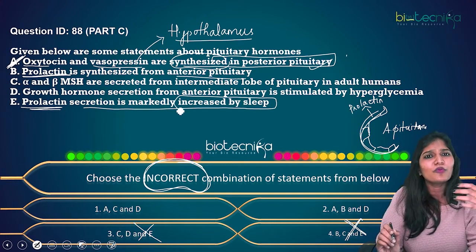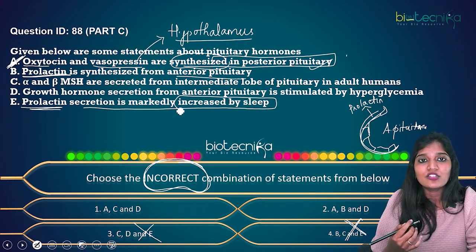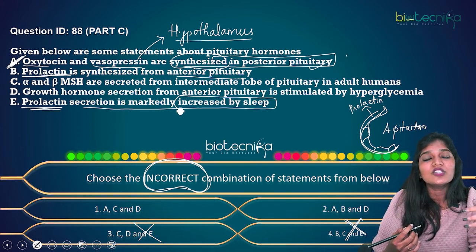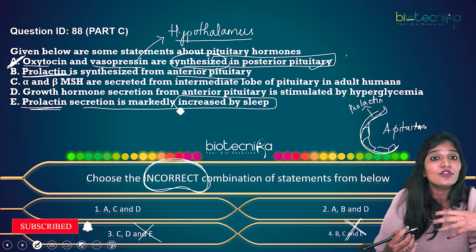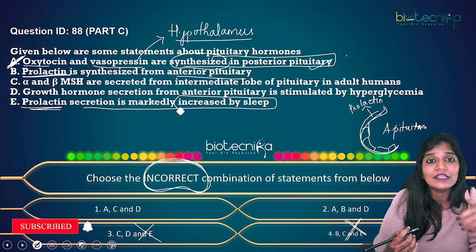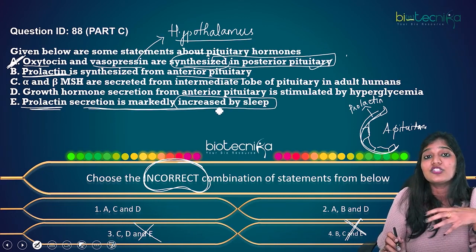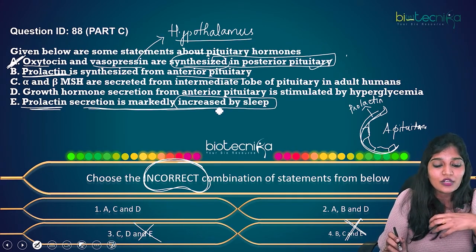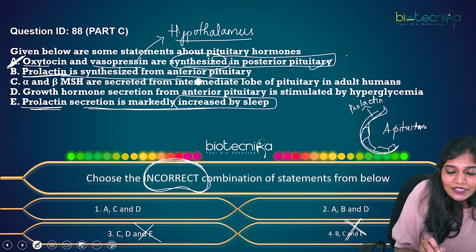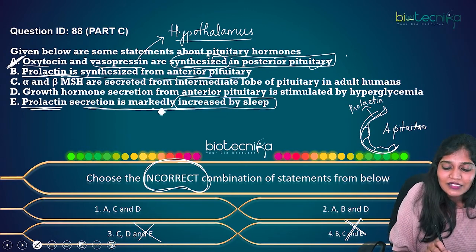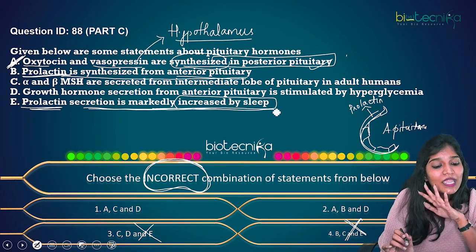The next statement: prolactin secretion is marked by an increase in sleep. Yes, when will prolactin secretion be increased? During sleep, or when you have stress, and prolactin concentration increases when milk production in a female has to take place, because it is going to increase the mammary gland cell divisions, and it's also going to cause a stress situation and chest wall stretching. So prolactin is synthesized from the anterior part of the pituitary and it increases during sleep. Both statements are correct, but we have to choose the incorrect statement.